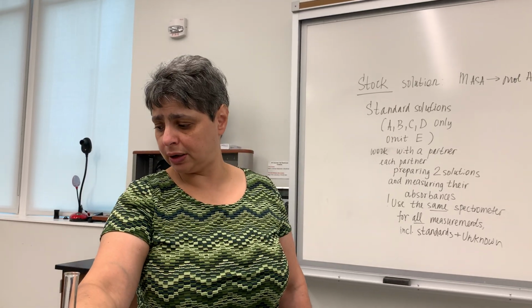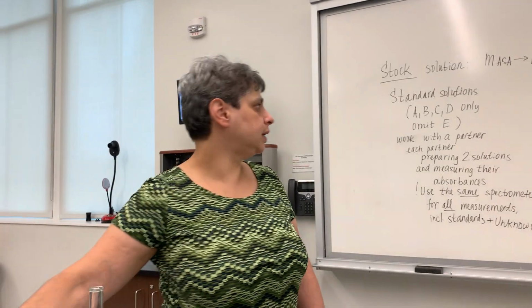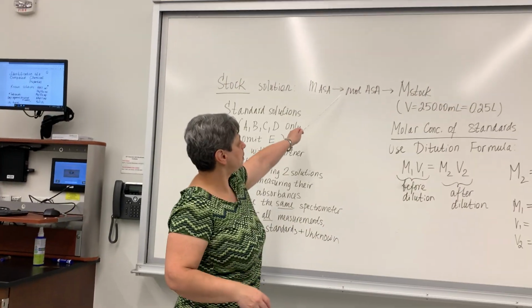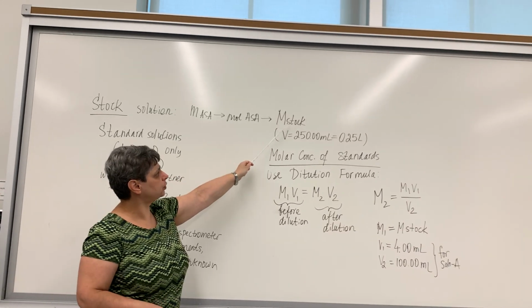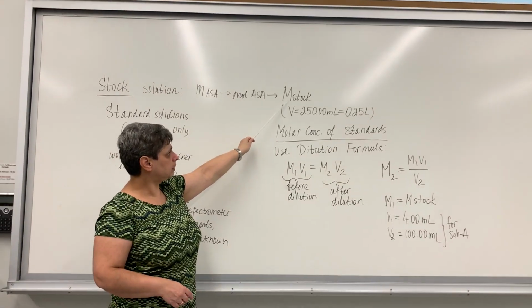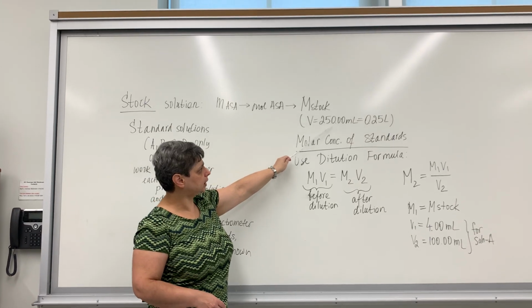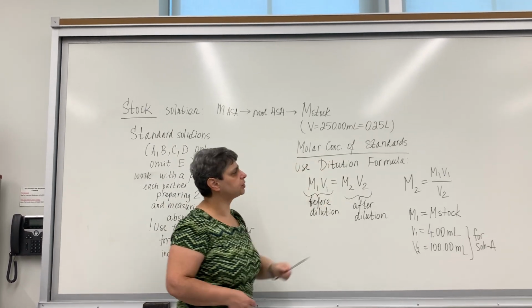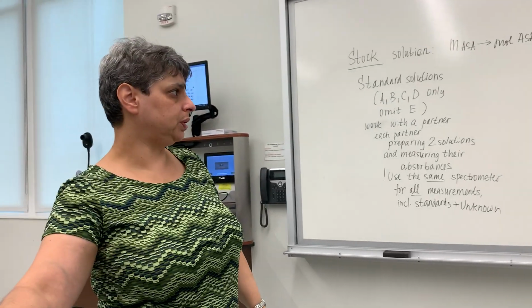If you look at the initial part of data sheet 1, it has you find moles of ASA based on the mass that you weighed. And then from moles of ASA, you're going to go to molarity, or molar concentration. Keep in mind that molarity, of course, is moles over liters. And remember, for liters, you're going to have to use 0.25 liters because this is the volume of your flask here. So that's going to be your stock.